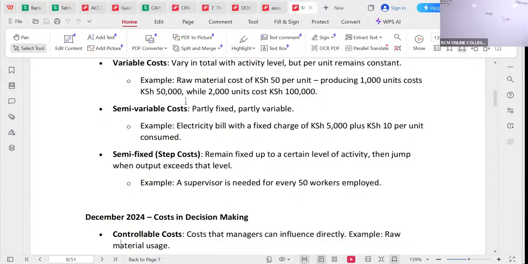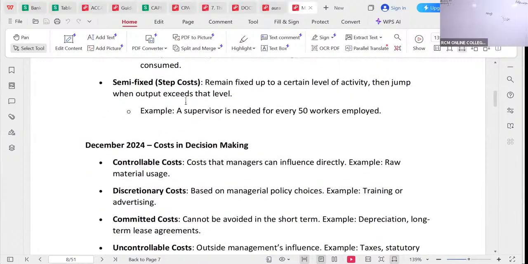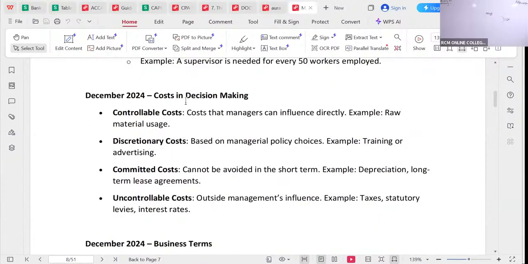Then we have costs in decision making, where we have controllable costs, discretionary costs, committed costs, and uncontrollable costs. Controllable costs are those costs that managers can influence directly. Example, raw material usage. Managers can say, this year we are using this quantity of materials. Discretionary costs are based on managerial policy choices.